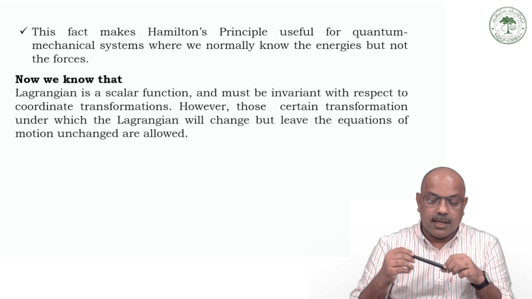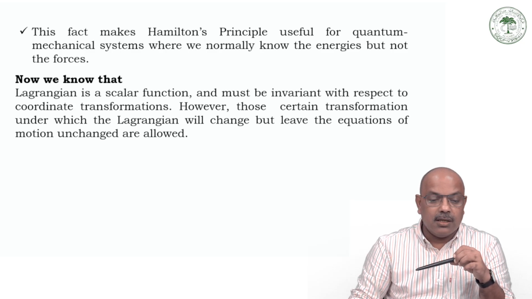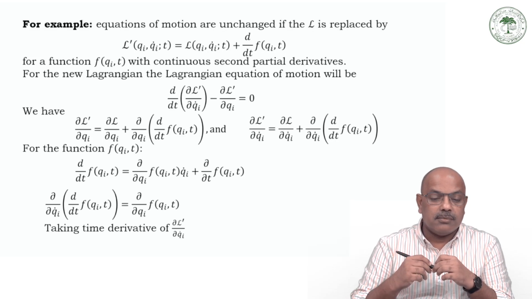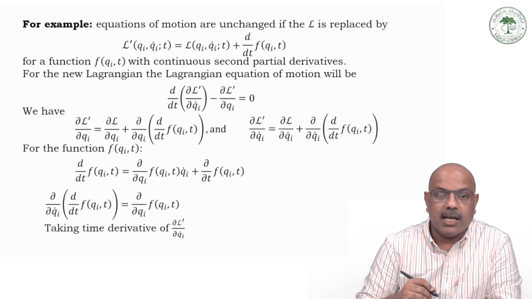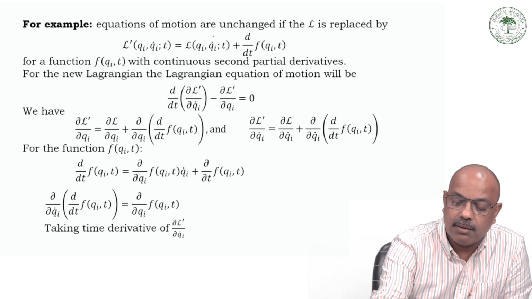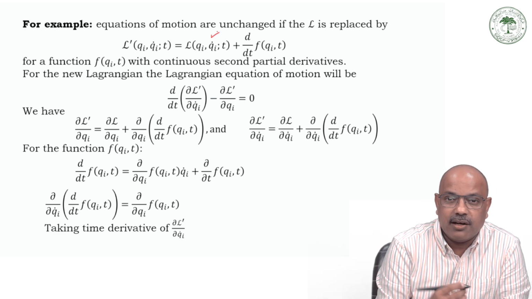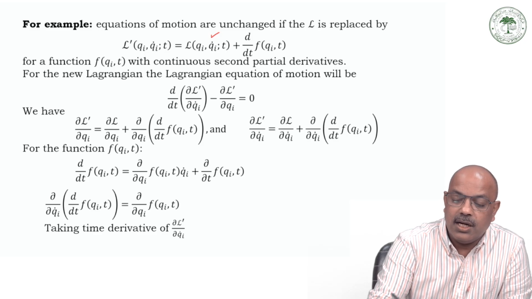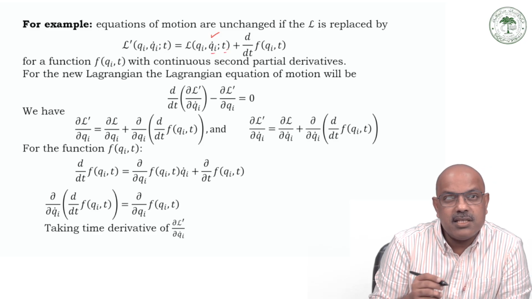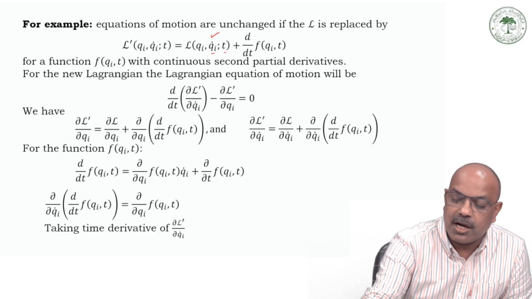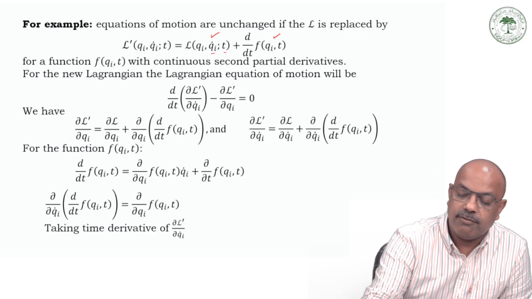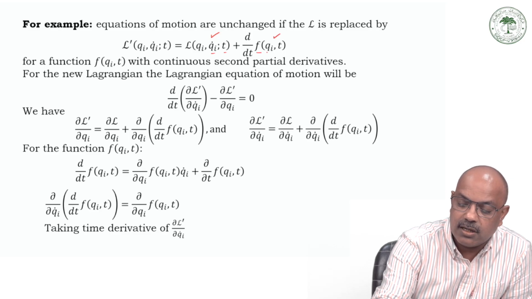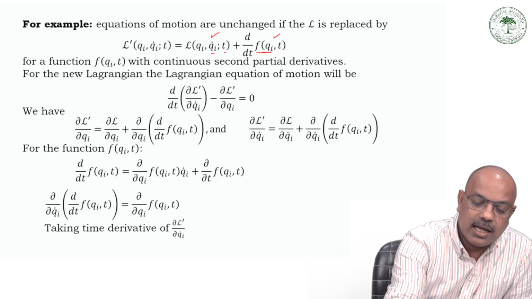So let us discuss one part, this is one example. Say I have a Lagrangian, my existing Lagrangian, which depends upon the generalized coordinate, generalized velocity and time. If in this Lagrangian I add a function f which depends upon q and t, and this is a differentiable function, if I add the total time derivative of this function, I am going to get a Lagrangian which is L prime.